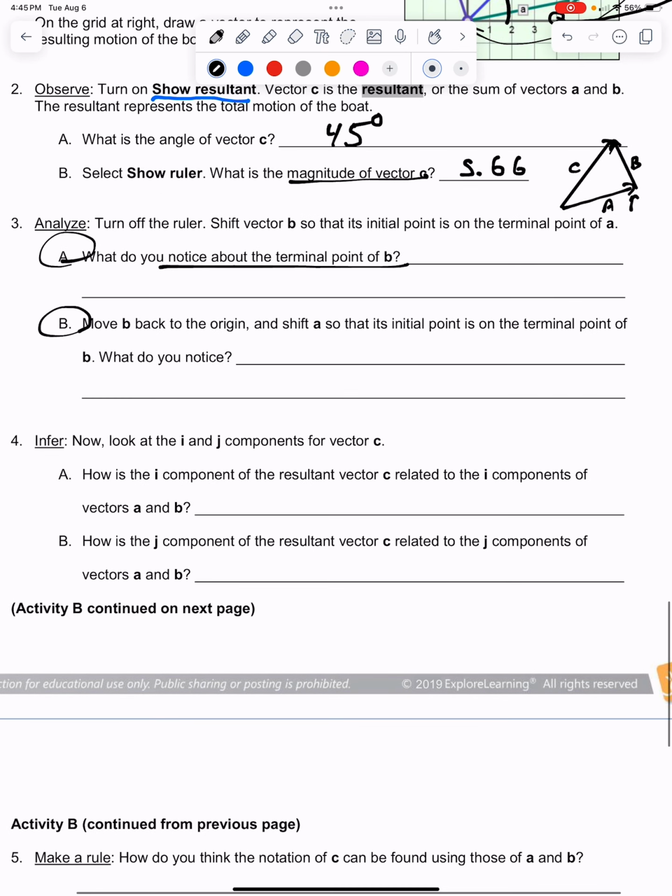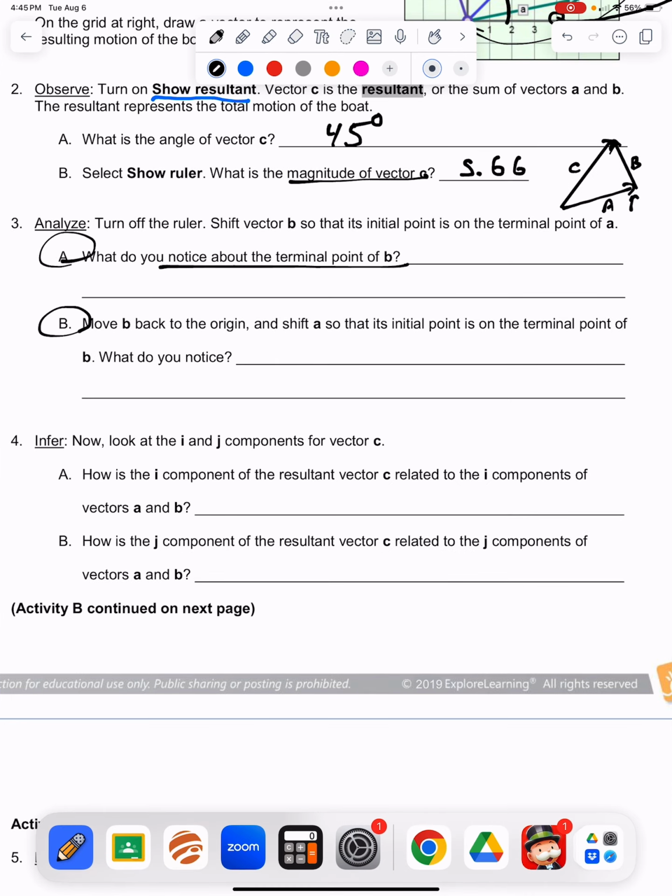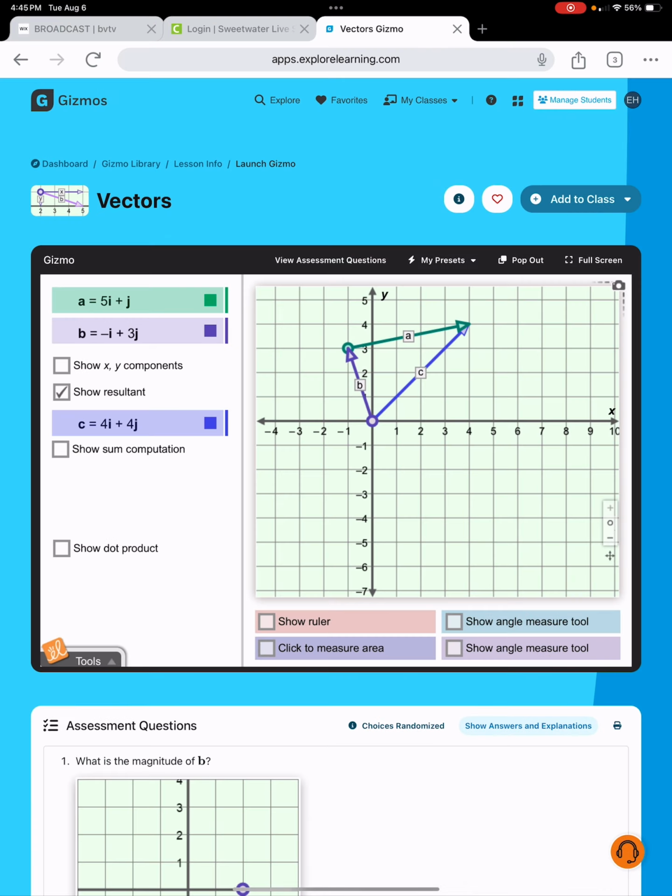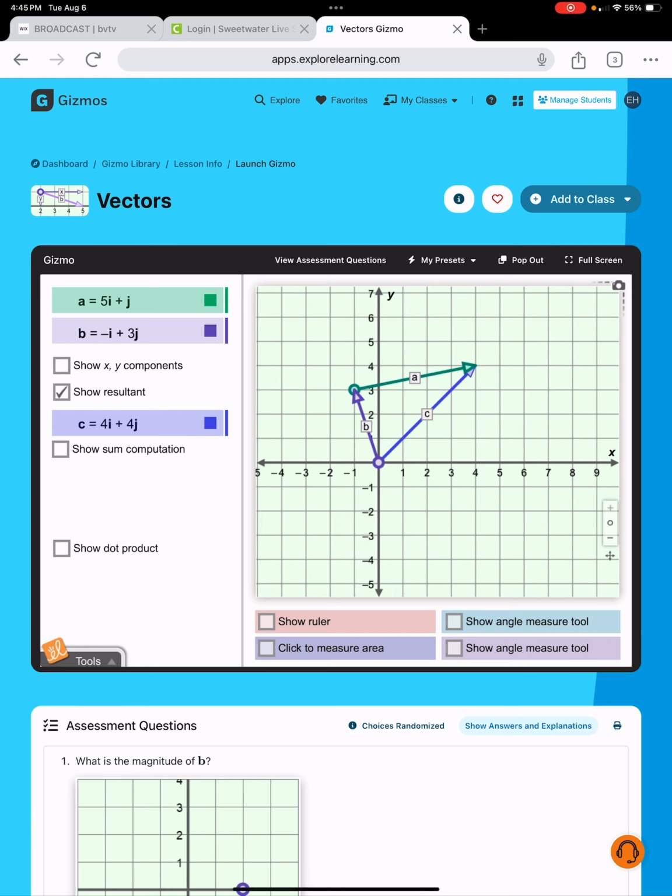Part 4, excuse me. Now look at the i and j components for vector C. How does the i component of the resultant vector C relate to the i components of vector A and B? Well, if you look, vector C has an i component of 4 and a j component of 4. How do you get that? Well, the i component of A is 5. The i component of B is -1. Add them up. 5 plus a -1 is 4.